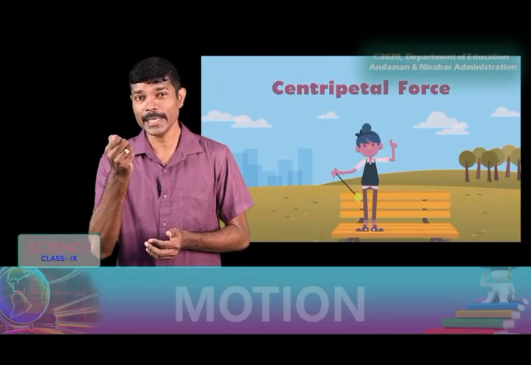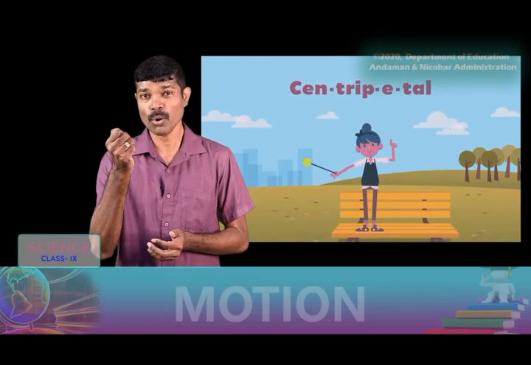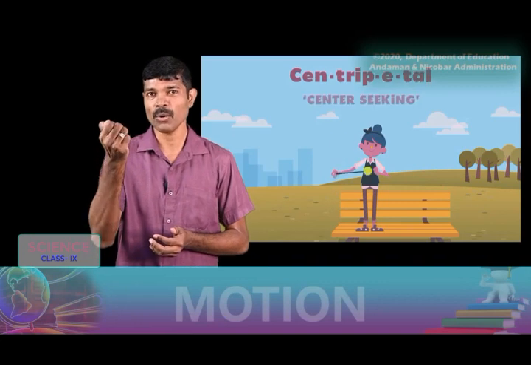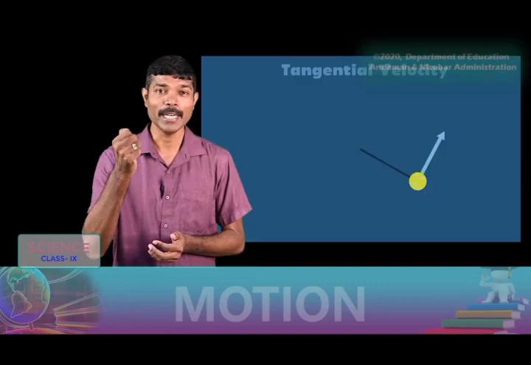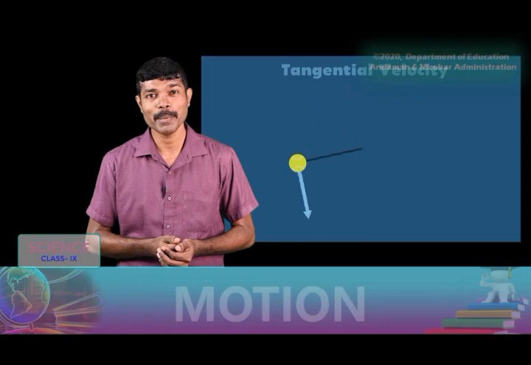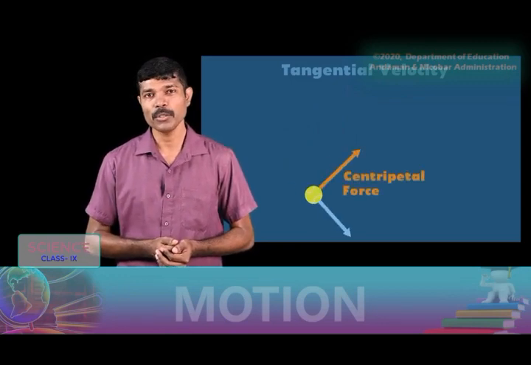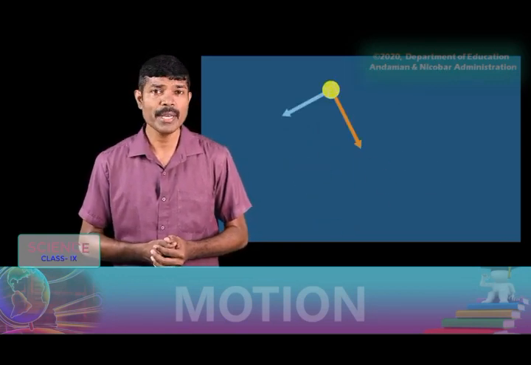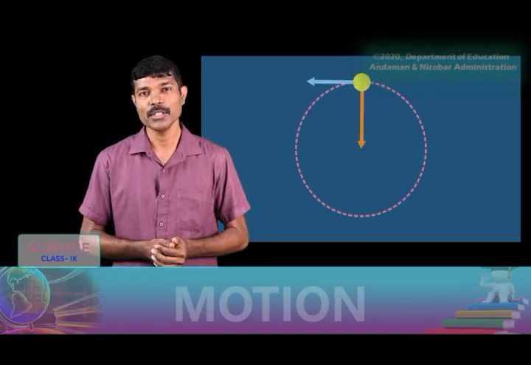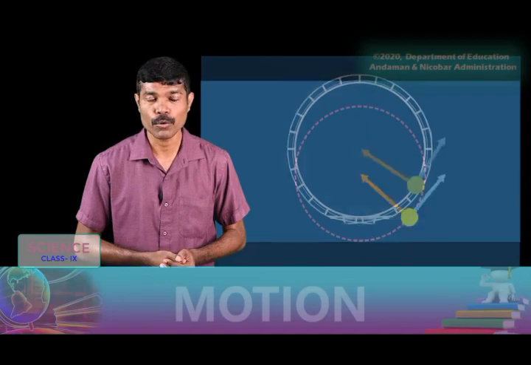The force which is exerted towards the center, towards our hand holding the string, is known as centripetal force. So in order to make an object move in a circular path, the force exerted is known as centripetal force.